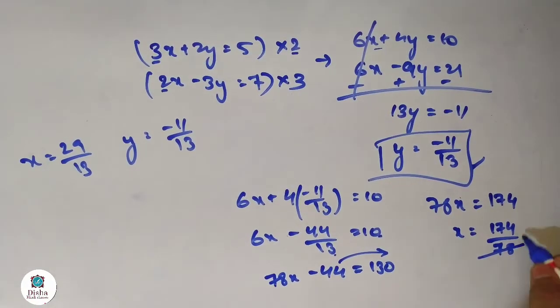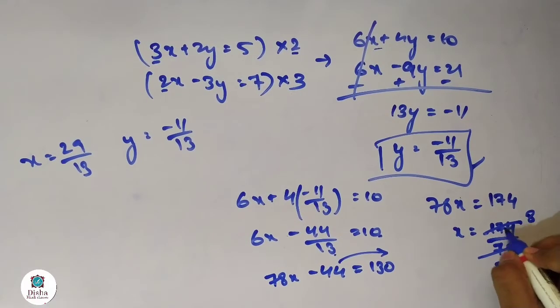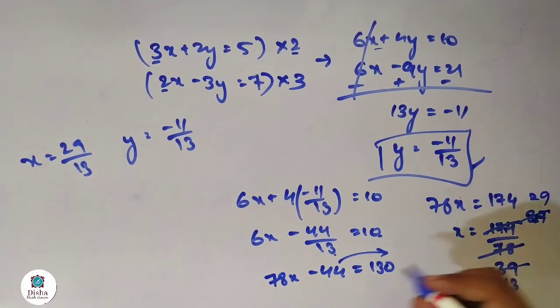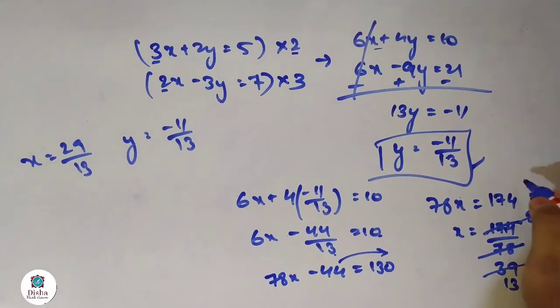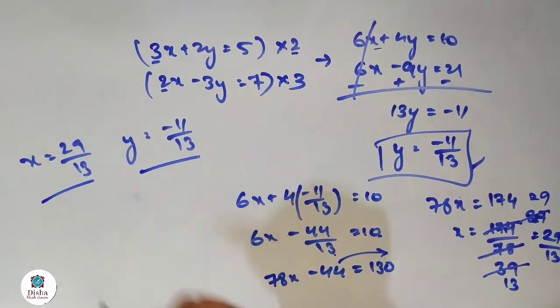Now 2 3s are 6, 2 9s are 18, 2 8s are 16, 2 7s are 14. So again, 3 1s are 3, 3 2s are 6, and 3 9s are 27. So it is 29 by 13. Okay, so we got the x value and y value.